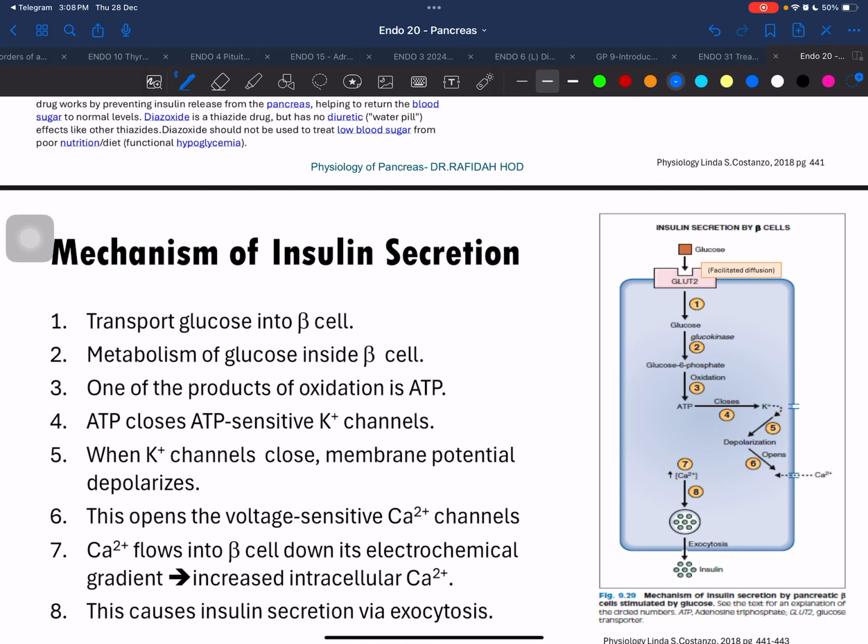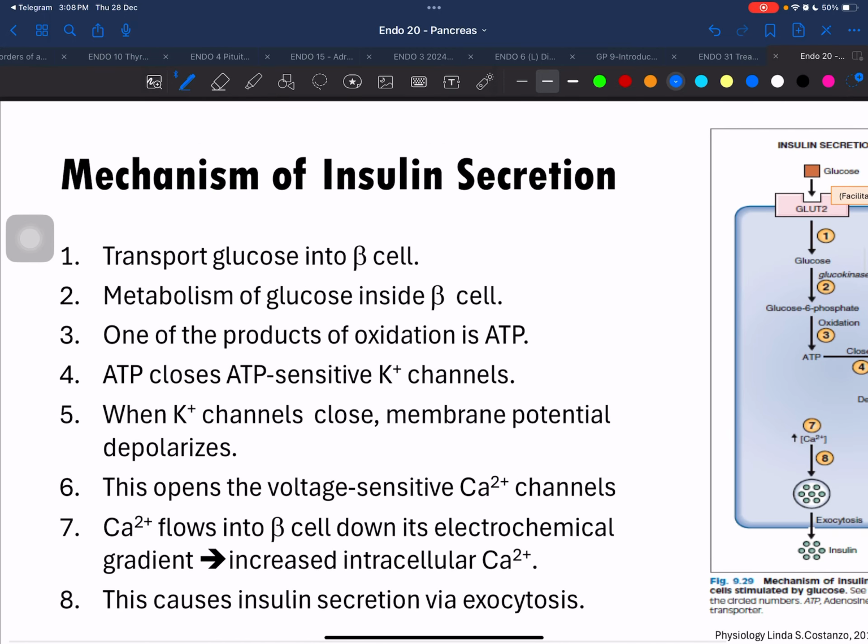Through GLUT2. GLUT2 is a glucose transporter, which uses facilitated diffusion. Okay, there are many, GLUT1 to 7 even exist in the genome, but you don't have to memorize them, and for this purpose it's just GLUT2 only. So that's all that you need to know.